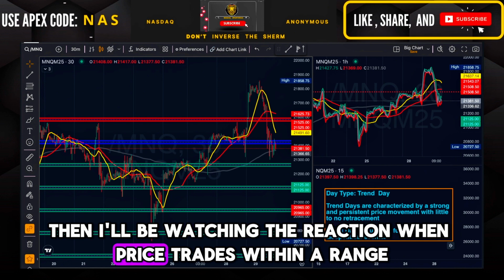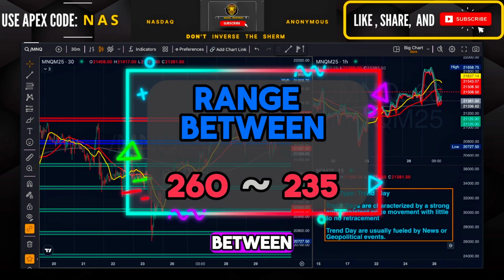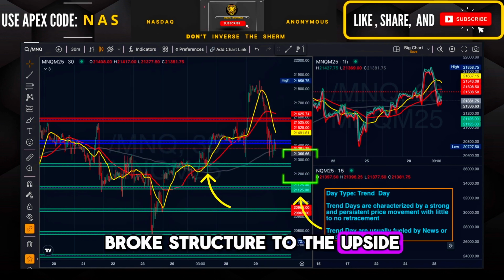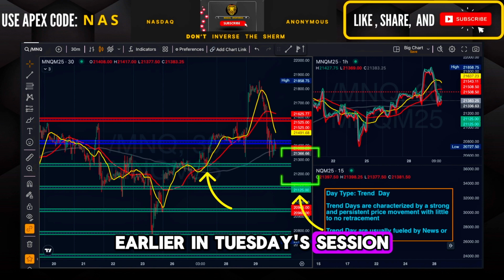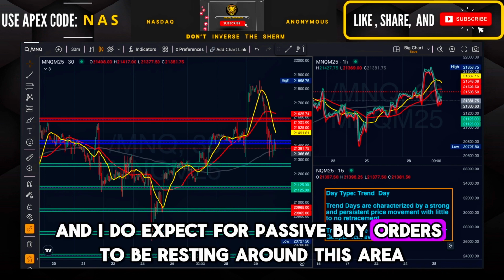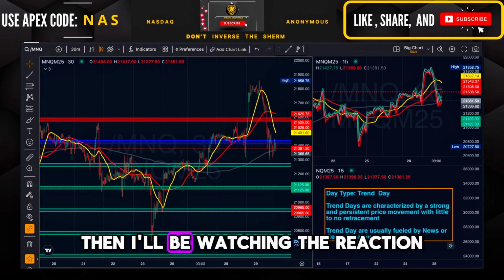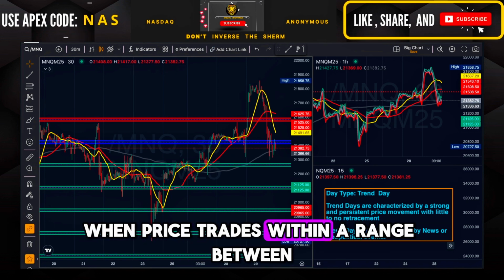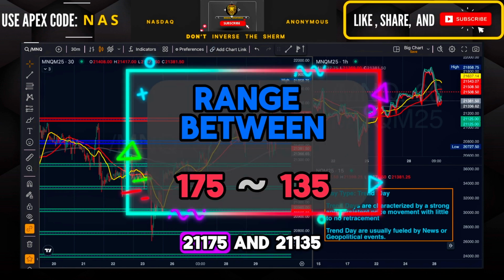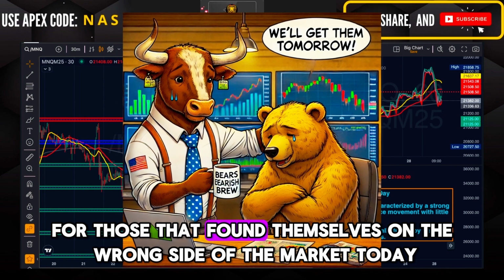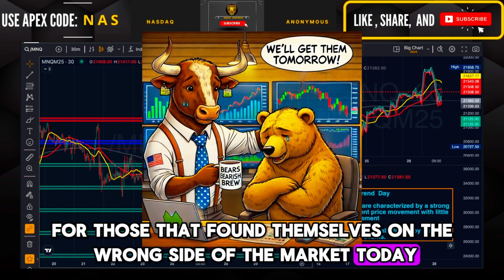However, for my bearish thesis, if the bears can maintain their control overnight, then I'll be watching the reaction when price trades within a range between 260 and 235. Because this is the range where the bulls broke structure to the upside earlier in Tuesday's session. And I do expect for passive buy orders to be resting around this area to buy the retest. But if they fail to regain control, then I'll be watching the reaction when price trades within a range between 175 and 135.